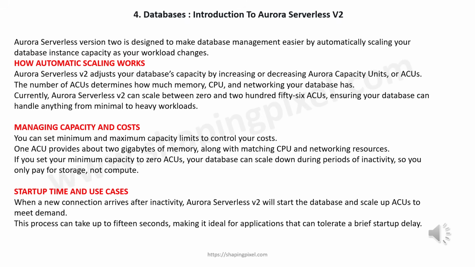Currently, Aurora Serverless v2 can scale between 0 and 256 ACUs, ensuring your database can handle anything from minimal to heavy workloads. You can set minimum and maximum capacity limits to control your costs. One ACU provides about 2 gigabytes of memory, along with matching CPU and networking resources. If you set your minimum capacity to 0 ACUs, your database can scale down during periods of inactivity, so you only pay for storage, not compute.